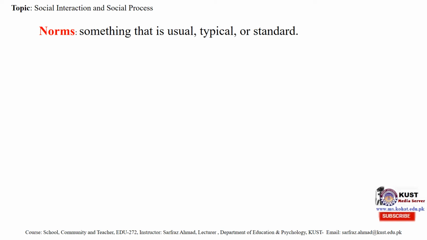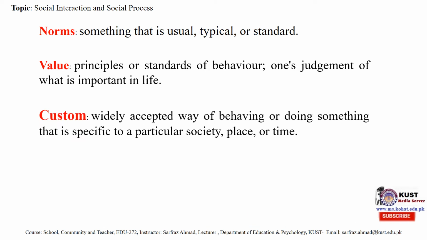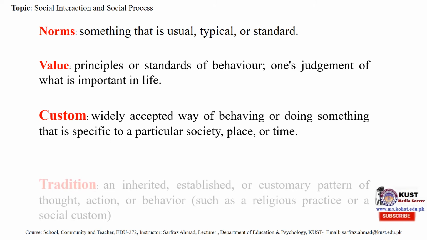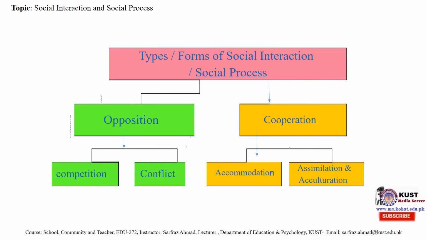Norms: something that is usual, typical, or standard. Value means the principles or standards of behavior, one's judgment of what is important in life. Custom is a widely accepted way of behaving or doing something that is specific to a particular society, place, or time. Tradition is an inherited, established, or customary pattern of thought, action, or behavior, such as a religious practice or a social custom.